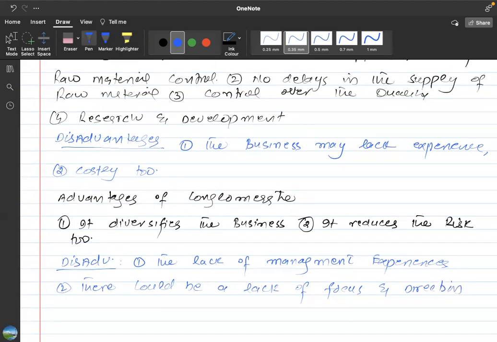So these were the advantages and disadvantages of different types of integrations.